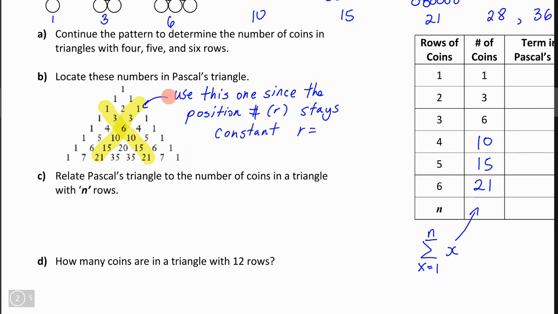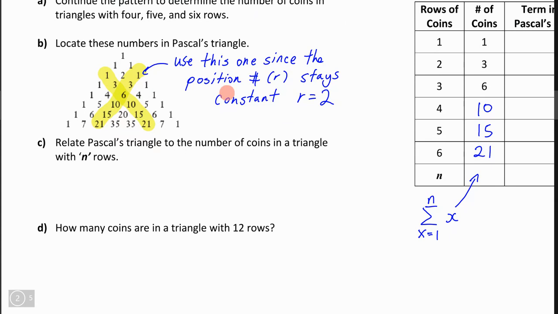R equals, what is R? If you look carefully, it's 0, 1, 2, 0, 1, 2, 0, 1, 2, 0, 1, 2. R is going to be 2, 2 down this diagonal. So R equals 2. Okay, so let's relate Pascal's triangle to the number of coins in a triangle with n rows.